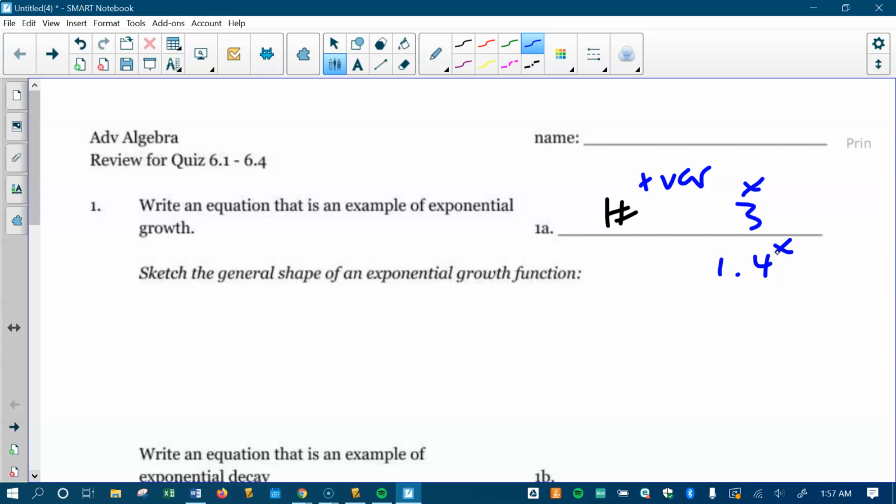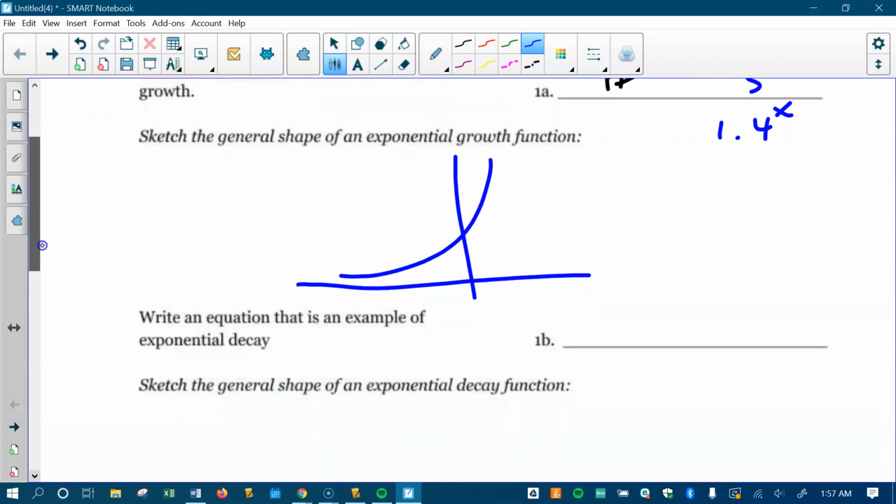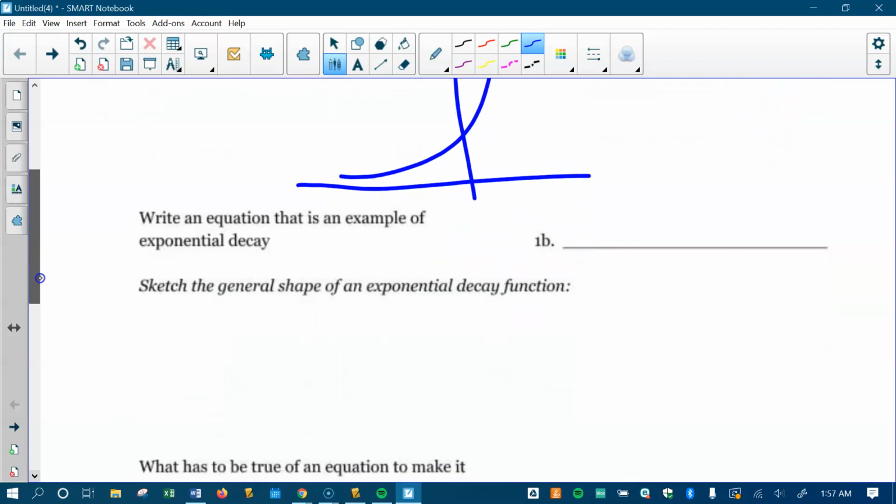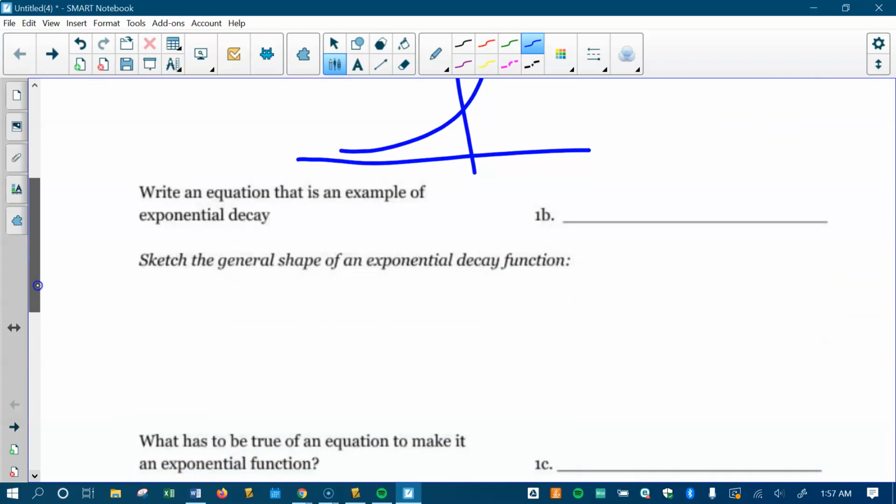Sketch the graph of an exponential growth. Something like this. You're welcome to put your x-axis and y-axis anywhere you want. That's an exponential growth function. It starts off really, really small, and then grows very, very quickly, much like our virus that we're experiencing.